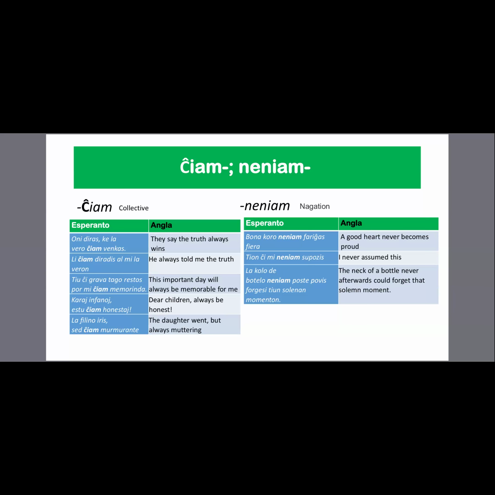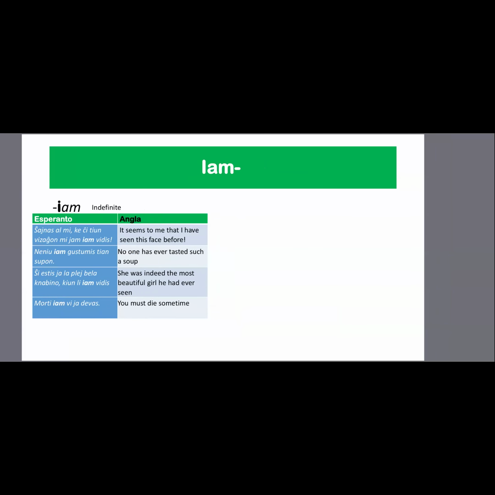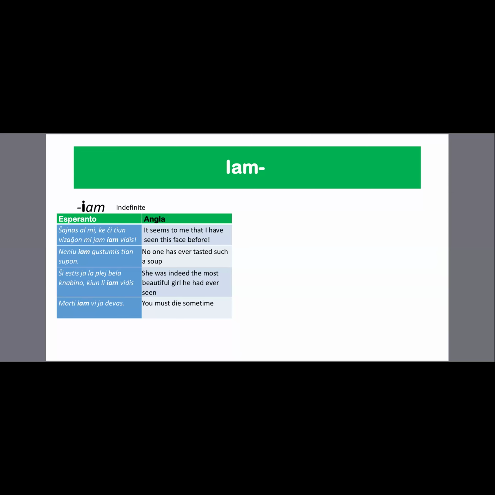Okay. So let's see also iam. Iam I can say one day. It looks like one day. Ŝajnas al mi ke ĉiu tiun vizaĝon mi iam vidis. It seems that I have seen this face before.